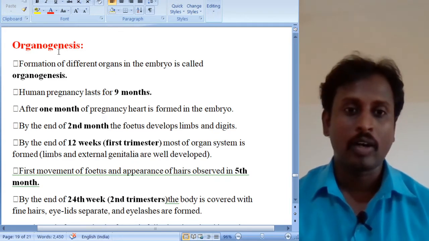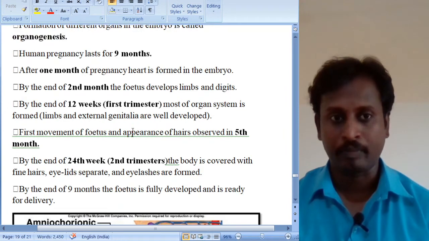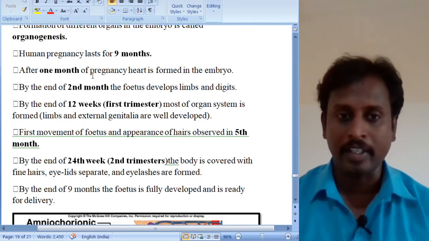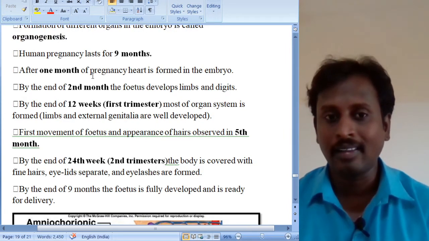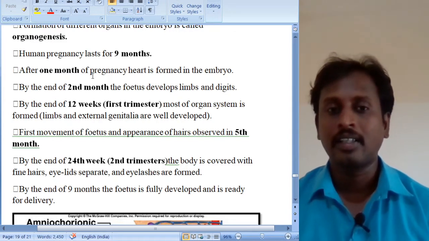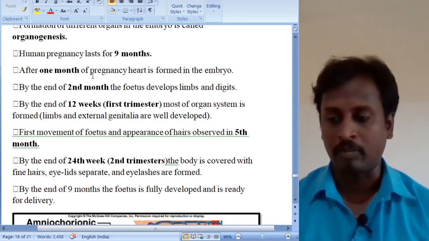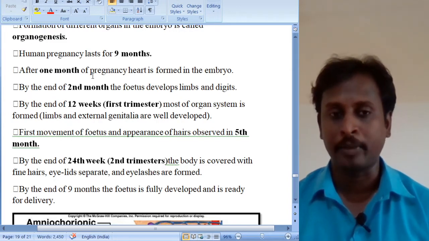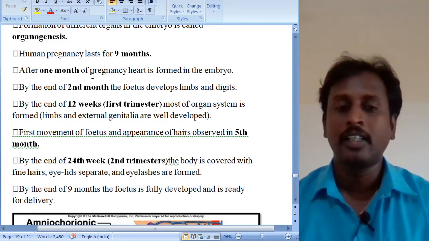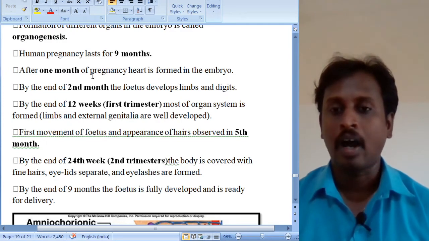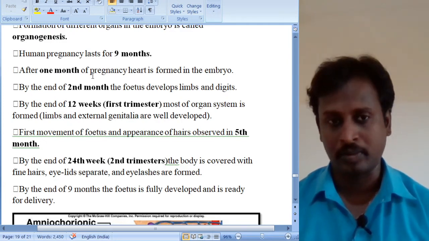Okay, what happens to the embryo after 1 month of pregnancy? What happens in the embryo? First, the heart is formed. Heart is formed 1 month ಏನಾದರೂ ಎಂಬ್ರಿಯೋ ಡೆವಲಪ್ಮೆಂಟ್ ಆಯ್ತಪ್ಪ ಅಂತಂದರೆ ಅದರಲ್ಲಿ ಮೊದಲಿಗೆ ನಾವು ಹಾರ್ಟ್ ಫಾರ್ಮ್ ಆಗೋದನ್ನು ನಾವು ನೋಡ್ಬೋದು.